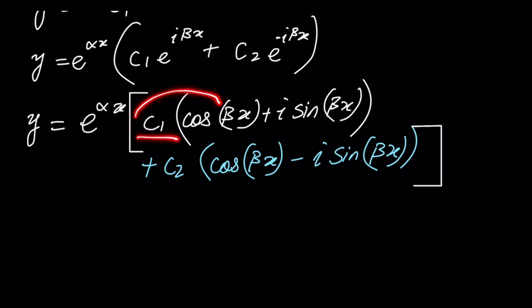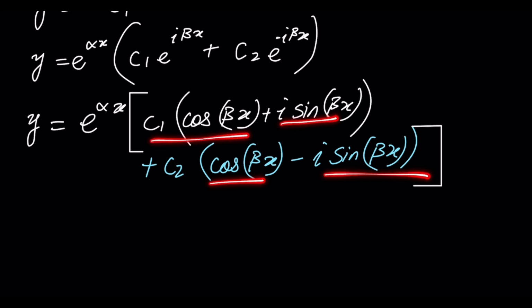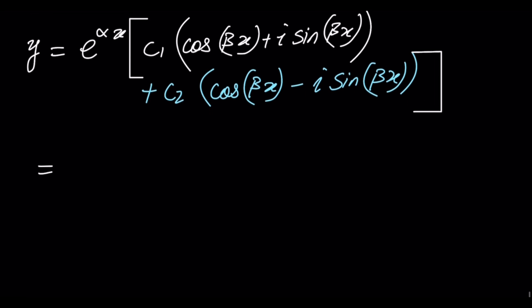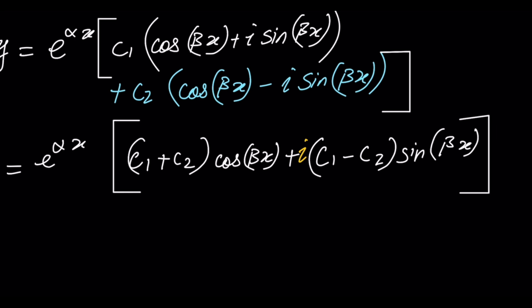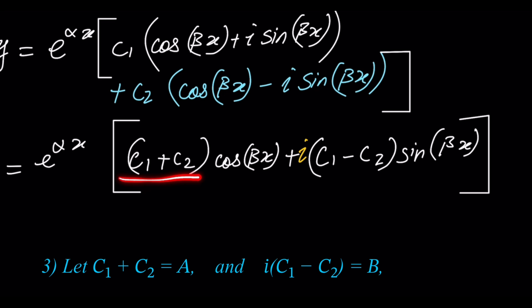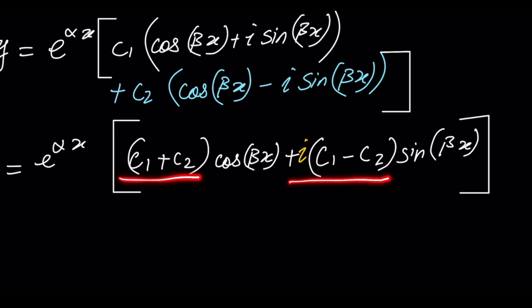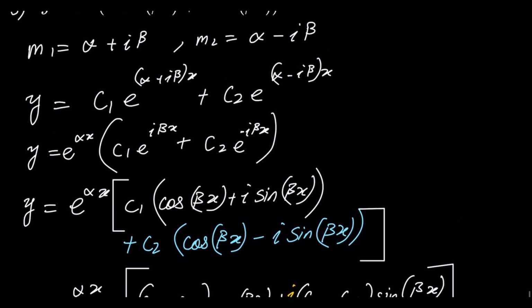Now we are going to be expanding the brackets for C1 and for C2. And we are going to be collecting cos terms together and the sine terms together. So let's do that. Now we are going to assume that C1 plus C2 is equal to A, and iota times C1 minus C2 is equal to B. So let's substitute A here, and here we're directly going to be substituting B. This will be giving us our general solution for the third case.